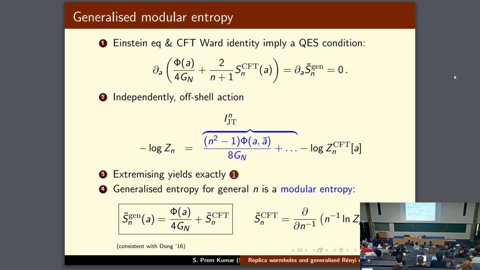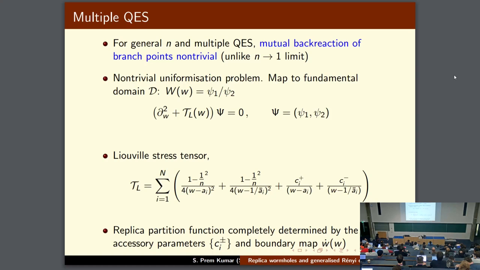And this is actually quite nice because it's consistent with a calculation of Dong in the holographic context. Dong in 2016 tried to answer this question of what is the generalized holographic Renyi entropy, and he ended up precisely with the modular entropy. So I'll try to finish quickly through the rest of the slides.